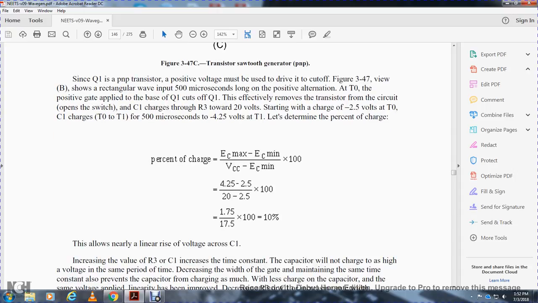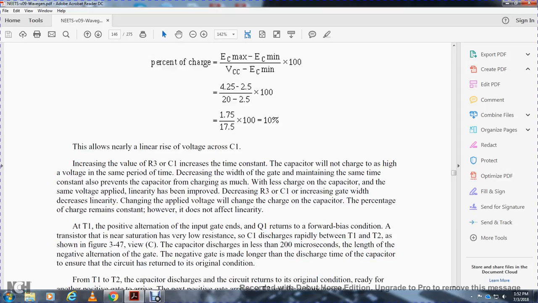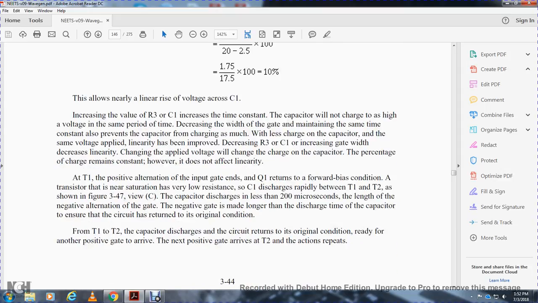Your percentage of change of the capacitor voltage is the capacitor voltage collector current minus the capacitor minimum voltage, times 100, 10%. Increasing the resistor R3 with capacitor C1 increases the time constant of the capacitor, which will now travel the high voltage in the same period of time, decreasing the width of the gate while maintaining the same time constant to prevent the capacitor from charging as much. The same voltage applied, and linearity has been improved.